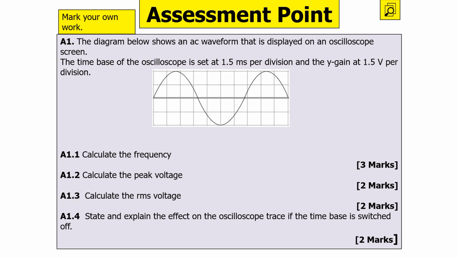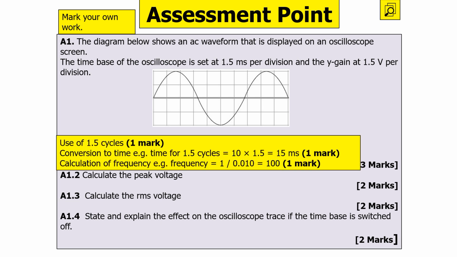Right, in this first one, the trick is you're going to have to use all of the wave because that will lower your percentage uncertainty. To work out the frequency, you know the time period for 1.5 waves because that's the entire thing on the screen. For 1.5 waves, you're going to get 15 milliseconds because it's 10 squares, each with a division of 1.5 milliseconds. So the time period for one cycle is going to be 10 milliseconds. So it's 1 over 10 milliseconds in seconds, which is 100 hertz.